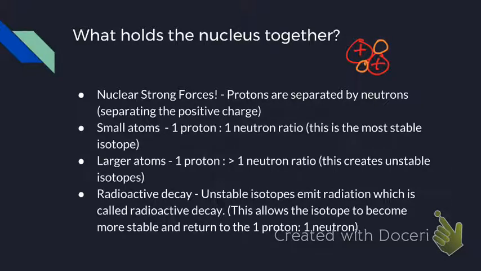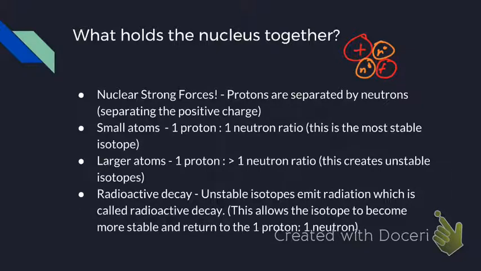Let me draw it a little better. So you have these protons, and so these neutrons kind of separate them so they can still stay together and they're not as repelled by their charges. We call these strong forces. And so what I want you to understand is you need enough neutrons to separate the protons.